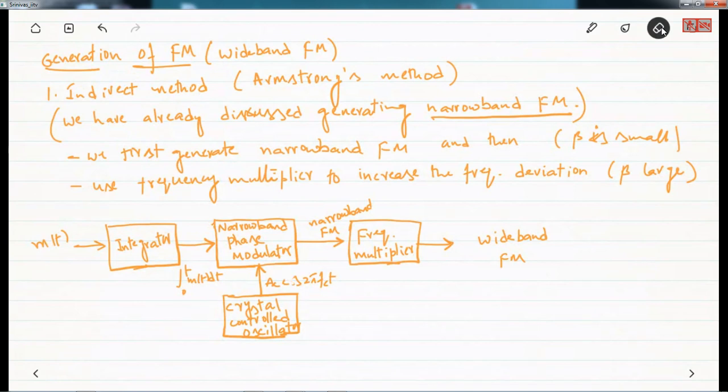So it is not A_c cos 2 pi f_c t. You will understand why it is not the carrier signal. It is A1 cos 2 pi f1 t. So it is a frequency at f1. It is not the desired carrier frequency. So here at the output you will get f_c. The carrier frequency will be f_c, but here it is only f1, because this frequency multiplier will increase this carrier frequency as well. The frequency multiplier will increase this from f1 to f_c, right? So the oscillator is generating a signal at A1 cos 2 pi f1 t.